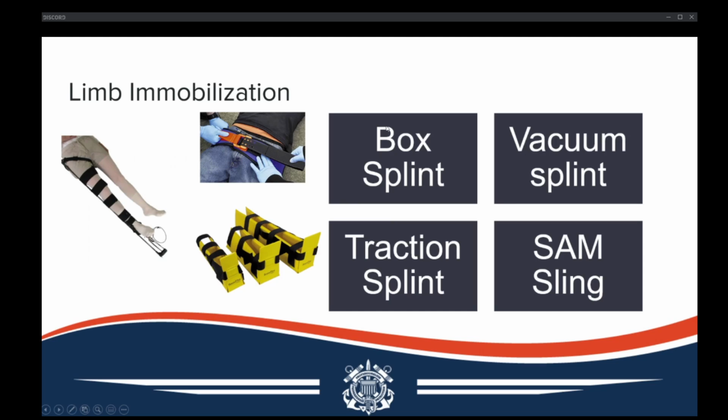Limb immobilization. There's four main ways you can do this. With a box splint, which is these yellow things down here, good for the majority of fracture cases. Another one is a traction splint. It's slightly more aggressive in terms of repositioning. You'd use this on maybe minor fractures. Use a box splint on bigger fractures where there's possible external bone. A vacuum splint, which kind of wraps around and seals up. It's pretty self-explanatory. And then what we call a SAM sling.